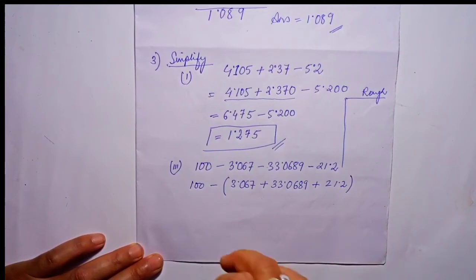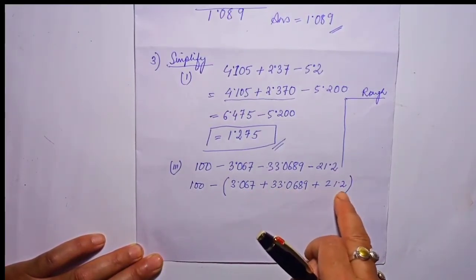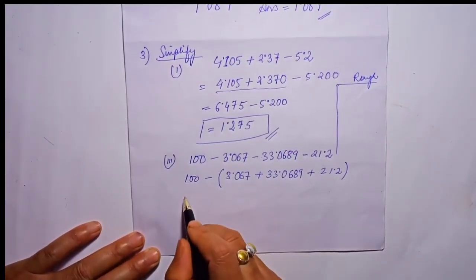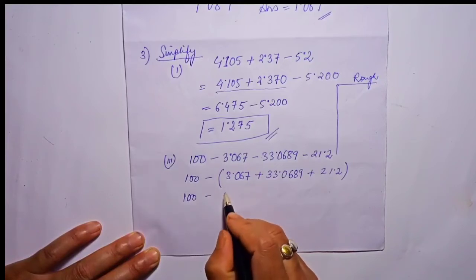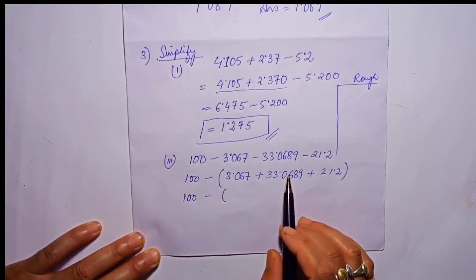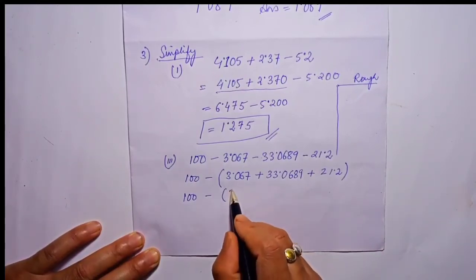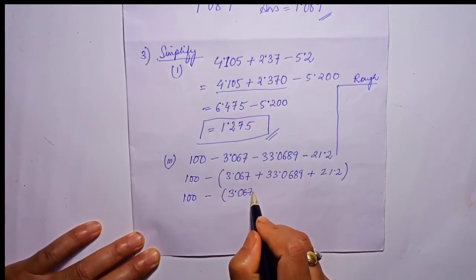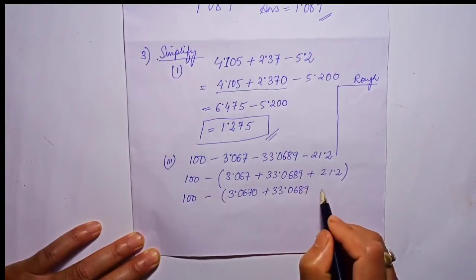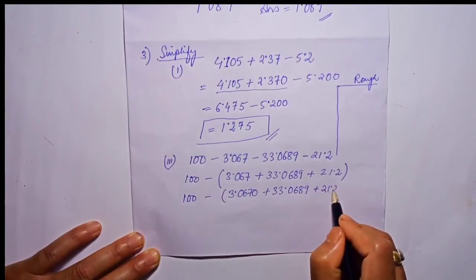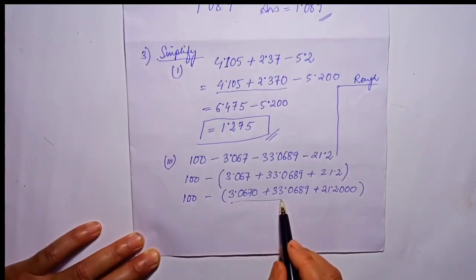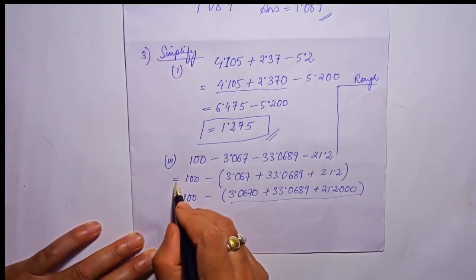Okay, now what is our work? We have to make these numbers like decimals. Okay, how will we make like decimals? By putting the same number of decimal places. What is the maximum number of decimal places? 1 2 3 4. Okay, that is, 3.0670 will become the same, 33.0689, and it will be 21.2000. Okay, you add this in graph. You add this.